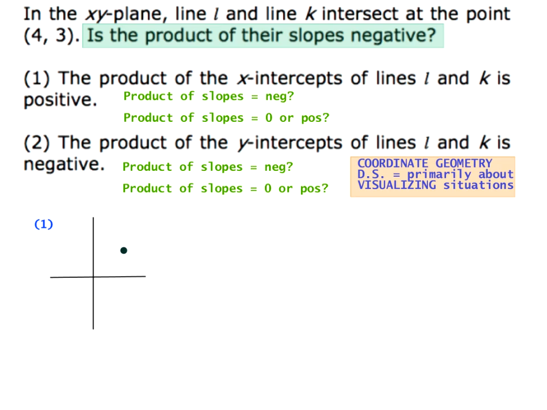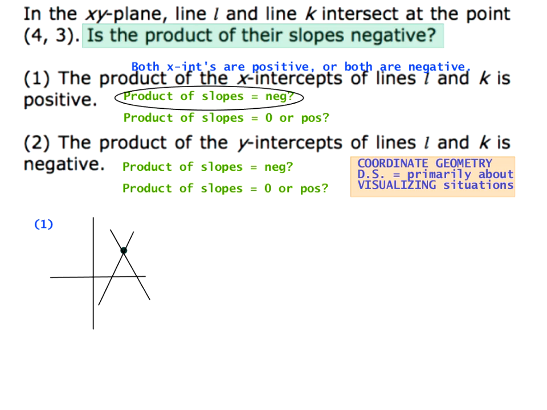That's what it means for a product of anything to be positive. You've got 2 positive or you've got 2 negative. So one way you can do this would be to just draw 2 positive x-intercepts. Like, I don't know, there's one, and there's the other one. I've got a positive slope and a negative slope, so that's a negative product of slopes.